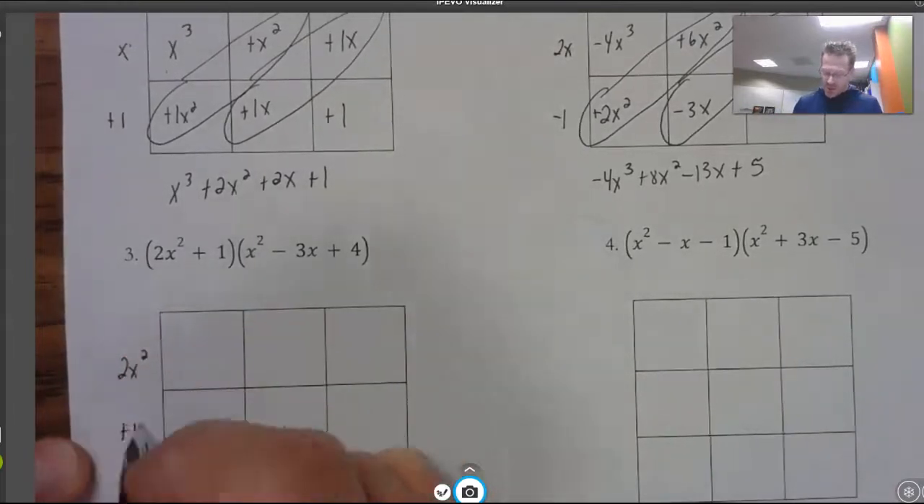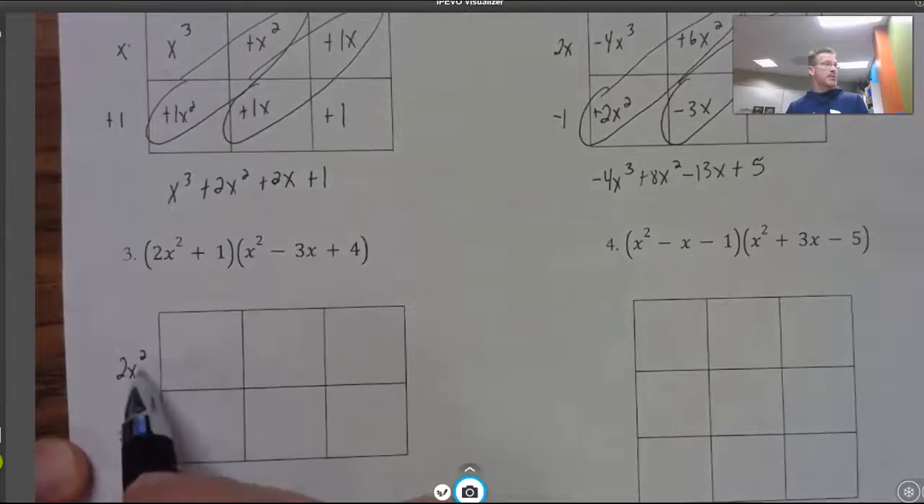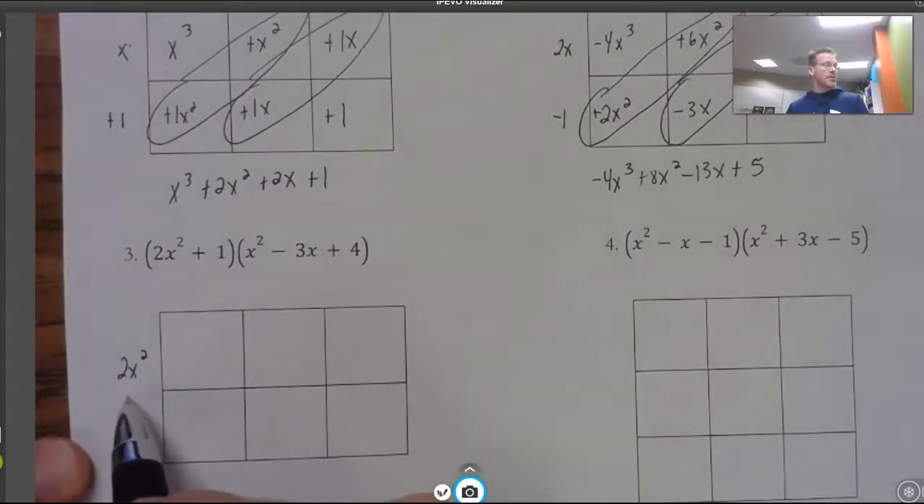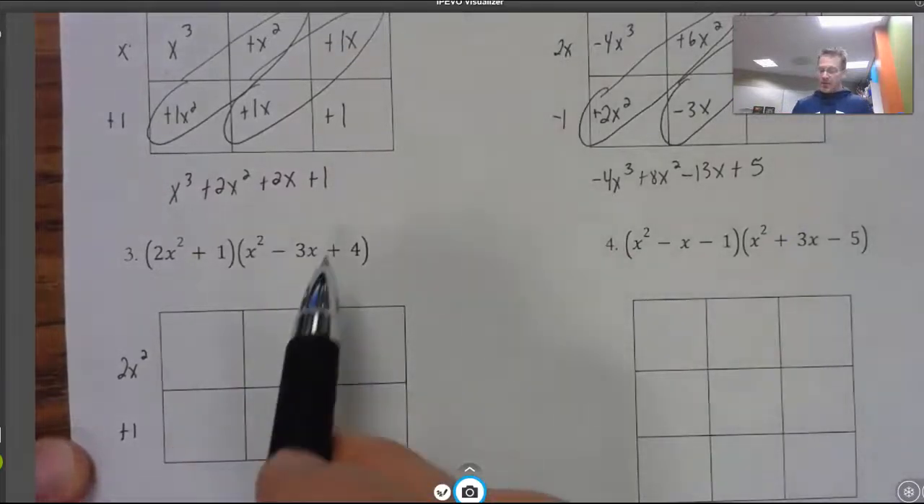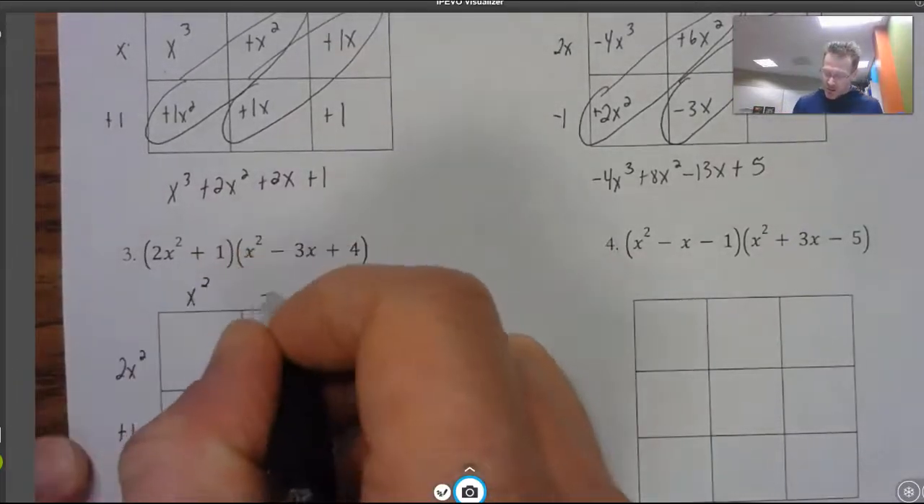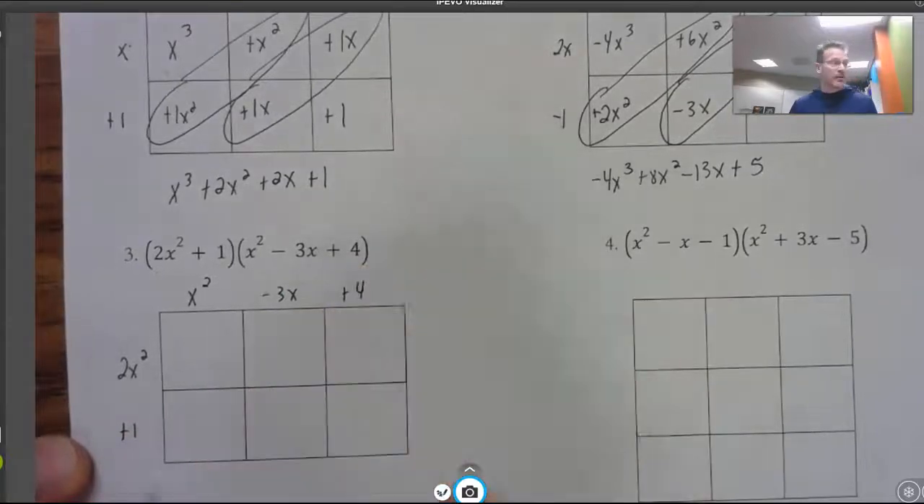And notice now on this one, I skipped a power of x. That's what I was referring to earlier, right? So we're missing a power of x here. So my like terms may not be on the diagonal, so just be aware of that. Now in my trinomial up here, x squared minus 3x plus 4, I don't skip any powers of x.